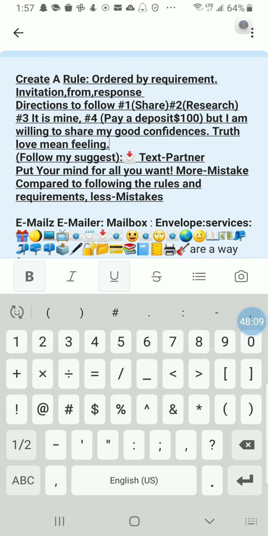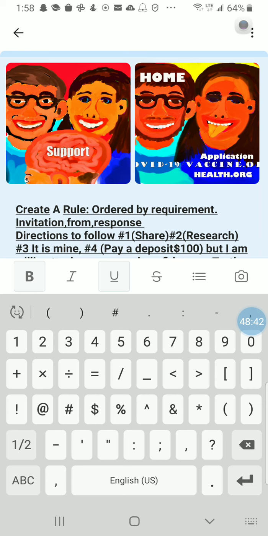How often would that really be the case, that people are saying rule number one is to share? But half the time you always want to know too, yeah, it is mine. Pay a deposit, but I am willing to share my good confidence and true love. So a lot of times, when you think about that, you look at these images and talk about the application and all, but it sure seems that way.